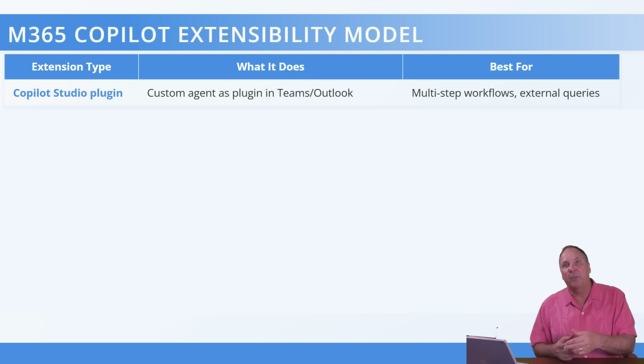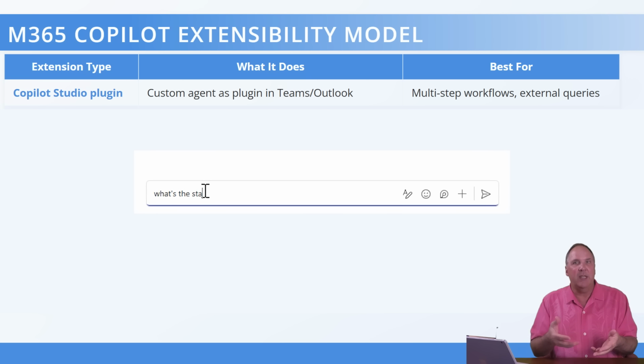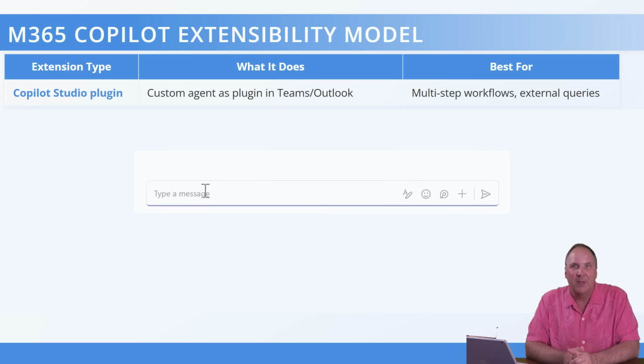For example, your company uses Monday.com for project tracking. You build a Copilot Studio agent that can query Monday.com's API and then make it available as a plugin. A user in Teams asks, "What's the status of Project X?" and Copilot routes the question to your agent.